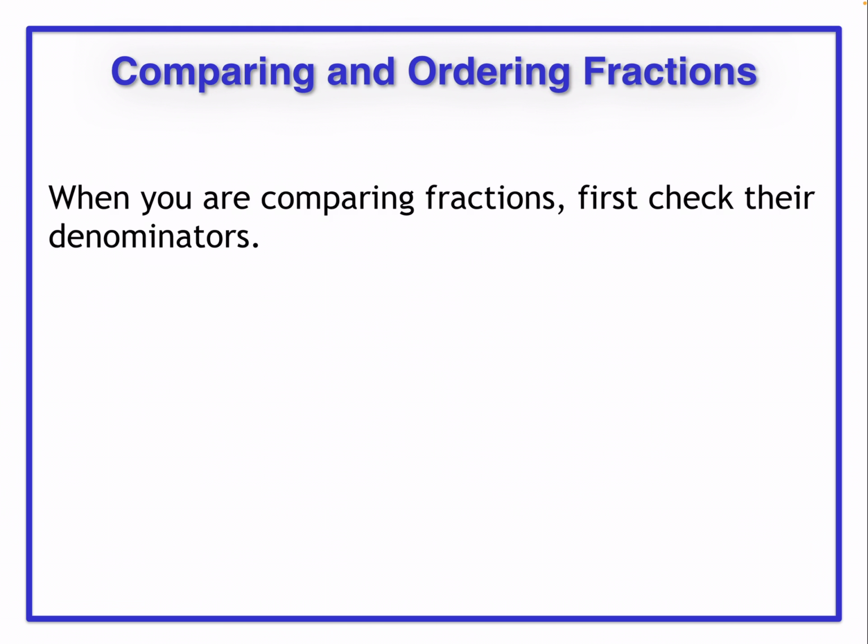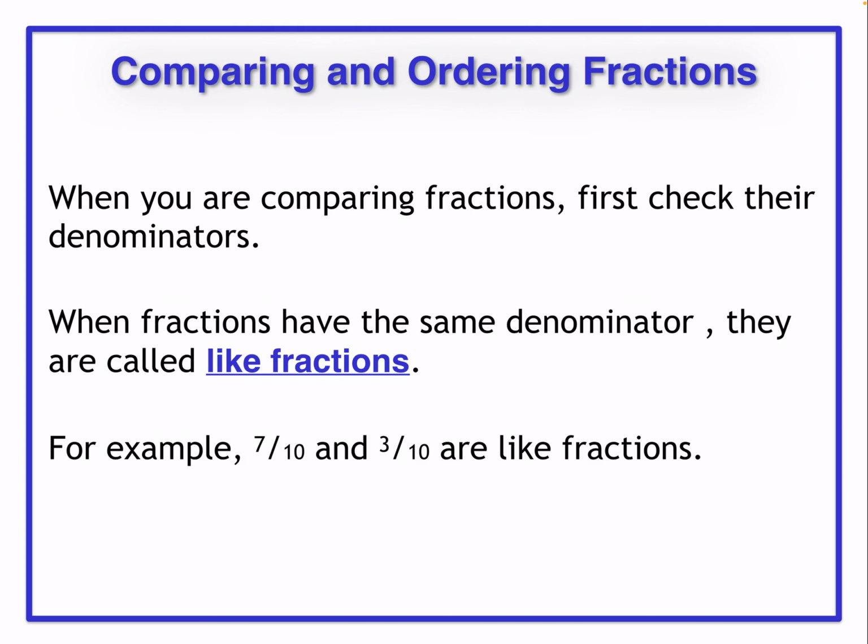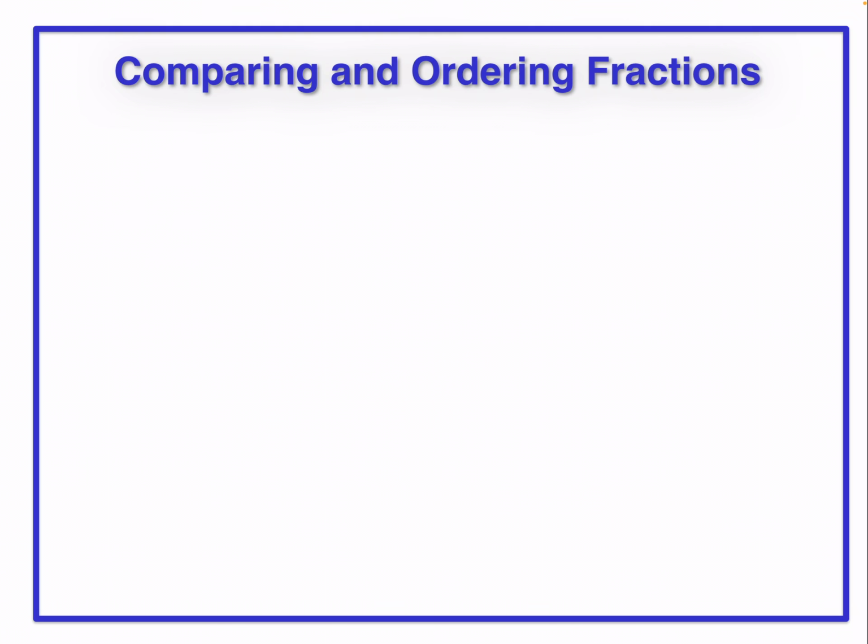Comparing and ordering fractions. When you're comparing fractions, first check their denominators. When the fractions have the same denominator, they are called like fractions. For example, 7/10 and 3/10 are like fractions.